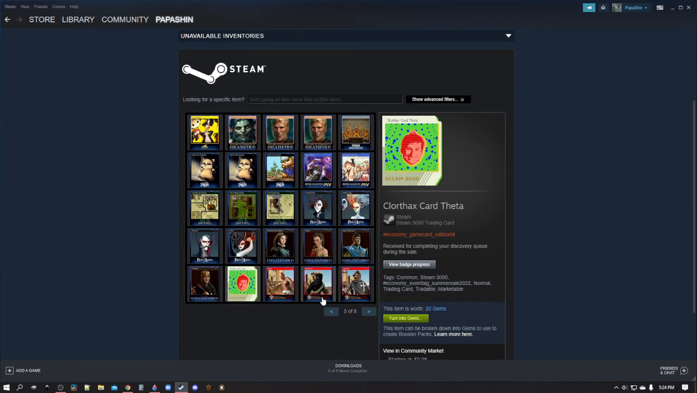By the way, when the event started, you couldn't sell or turn any cards into gems for a little bit. Every single card that you had, the marketplace was shut down. Really? Because people were trying to sell the cards. But the actual card itself is glitched because it shows hashtag economy game card valid until. Yeah. Really funny.